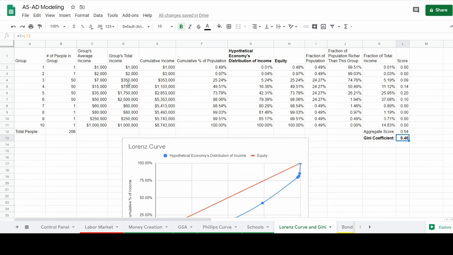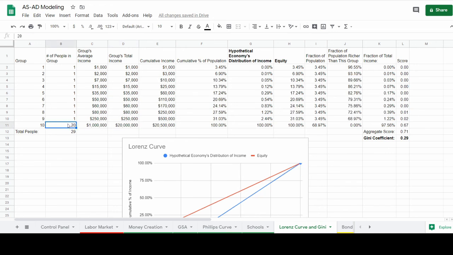And part of that is because there's a lot of income controlled by these groups. By having 50 people make $50,000, we have 2.5 million just in this group of the total income made, 1.75 in this other group. That far exceeds the 1 million made by the one person at the top. 20 people making 1 million, if I was to just add 20 to this number in column B for the top group, actually brings more equity to the economy, because those 20 people now represent 2/3 of the economy making the highest amount of income.